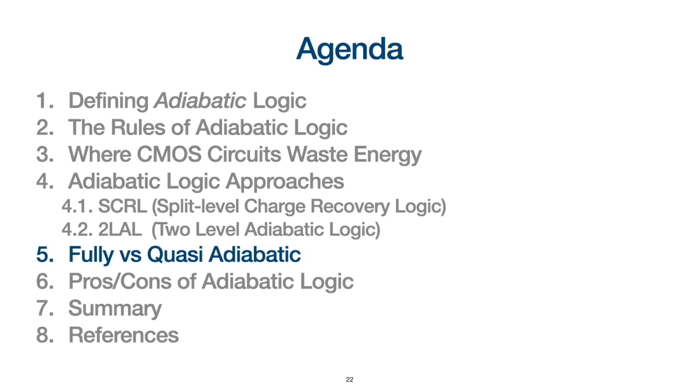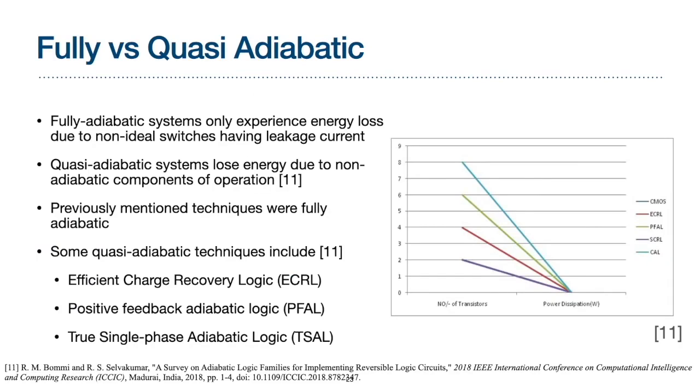The next part of this, we're going to talk about the differences between fully adiabatic, which is what we were discussing, and another approach, which is quasi-adiabatic. So, to discuss this, first we must recognize what fully adiabatic systems are. Fully adiabatic systems only experience energy loss due to the non-ideal switching from leaking currents. This means that you don't lose energy by directly connecting VDD and ground or by having any of the rules of adiabatic logic violated.